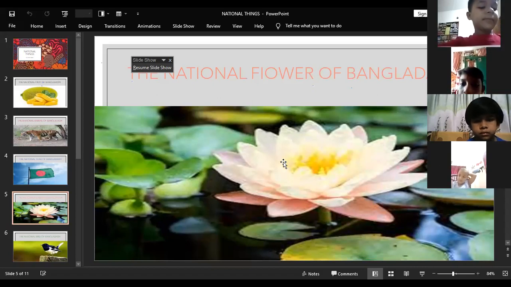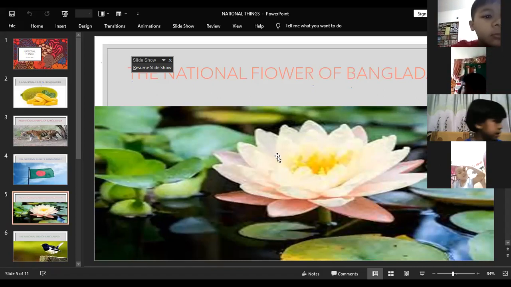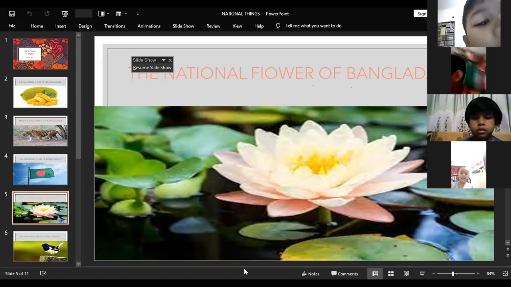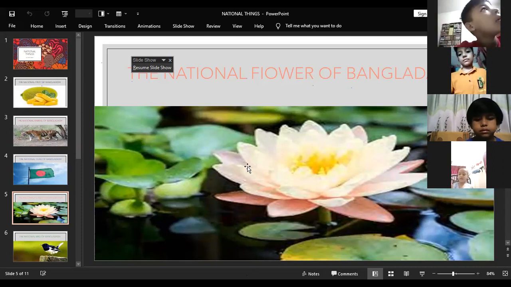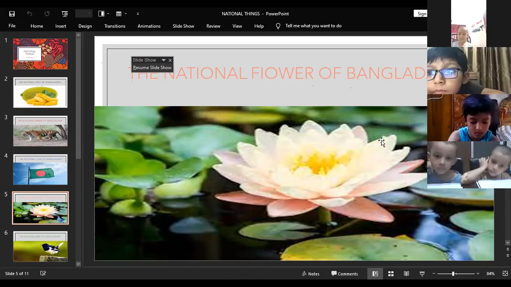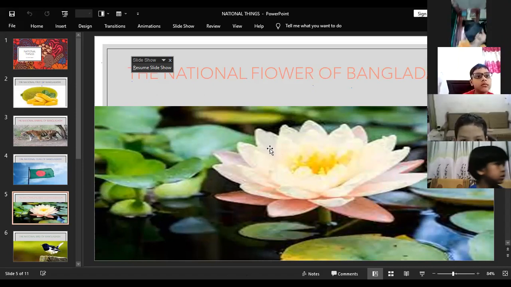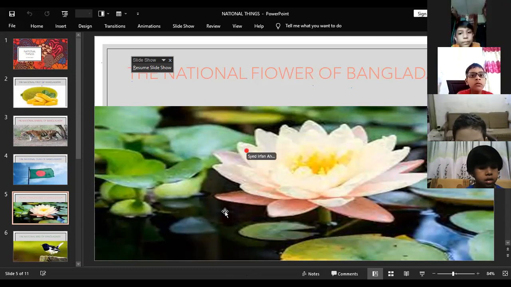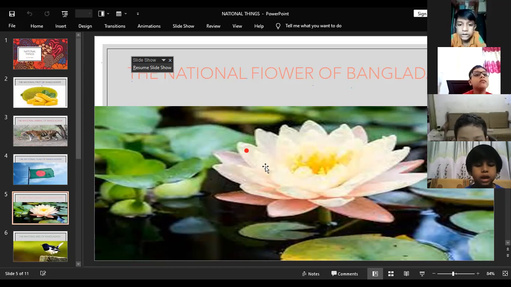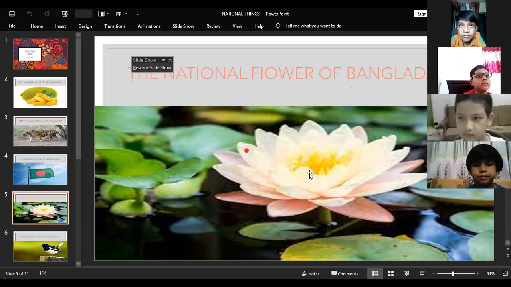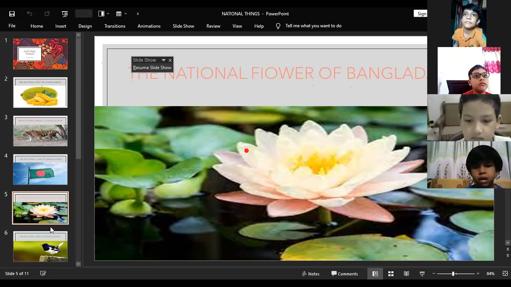What's the name of our national flower? Do you know what's the name of our national flower? Water lily. Okay, very good. This is water lily. Okay. See, what's the color it is? White and yellow. Okay, very good.